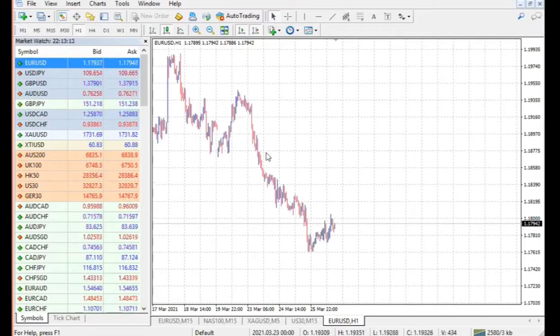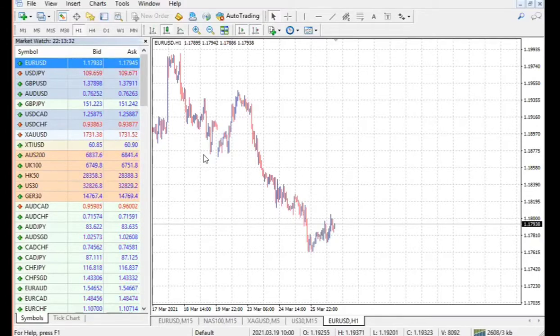So those are the key things that you need to understand, the key things that you need to have in order to become that trader. If you want to become a trader that's profitable, these are the things that you need to start building upon. You cannot jump these steps.